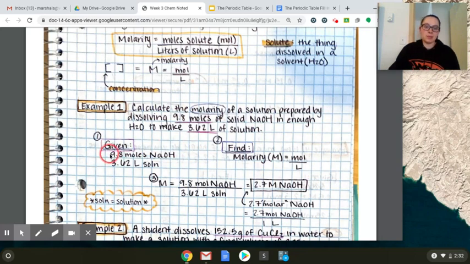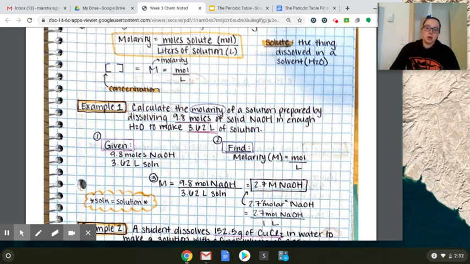So in my problem, I'm given 9.8 moles of NaOH. I'm also given 3.62 liters of solution. I need to find molarity, or my capital M, or my moles per liter. You are always going to have to unpack molarity, and say, oh, I know that molarity is really moles over liters. Just like when I say molar mass, you know that it's really grams per mole.